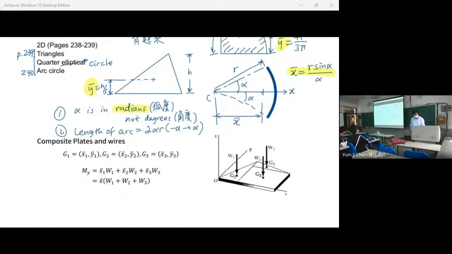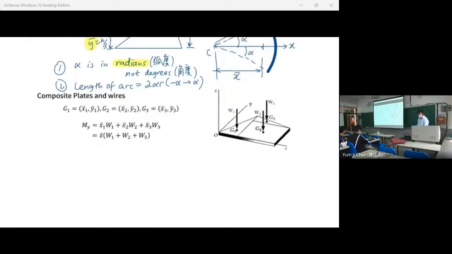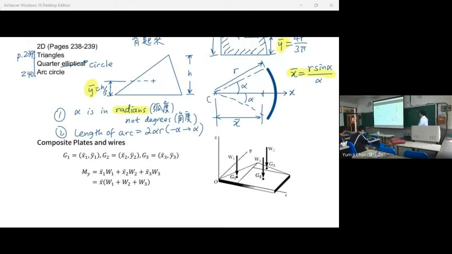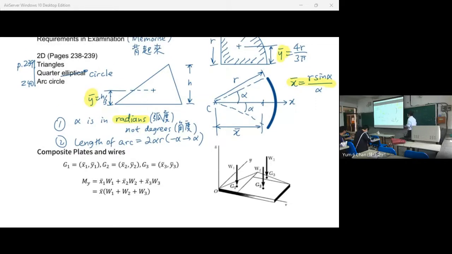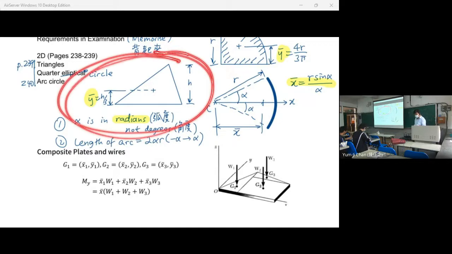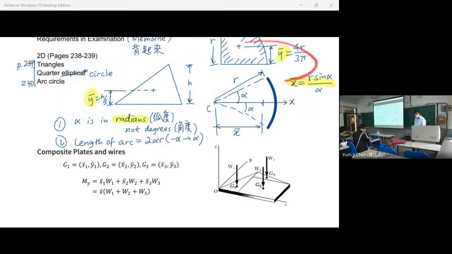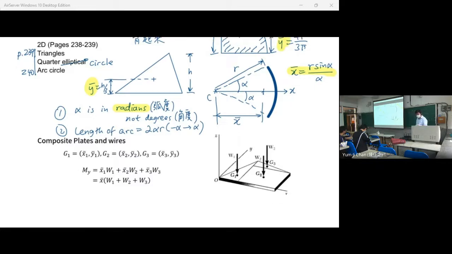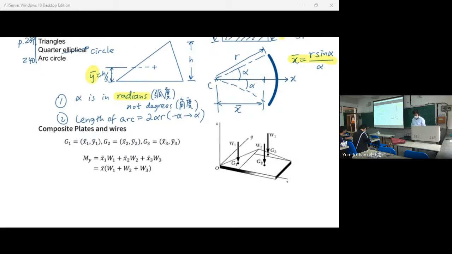So let's go on with composite plates and wires. In practice, we have learned how to get the centroids of a triangle, of a quarter circle, and of an arc of a circle. But in daily life, in reality, the shapes are more complicated or more complex.